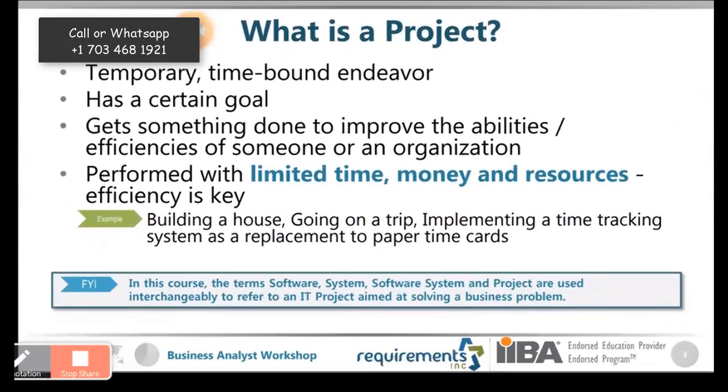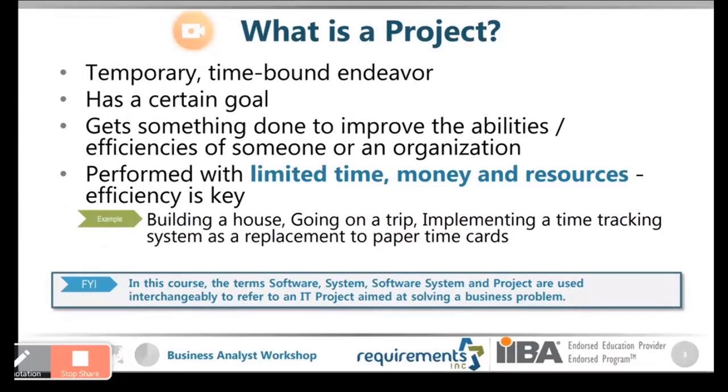So firstly, just to get the basics, from your experience it might be a refresher, but let's touch upon what a project is. A project is a temporary, time-bound endeavor, right? So you have a specific start, you have a specific end, and you have a goal to reach, going from point A to point B. And how you get that done, right?